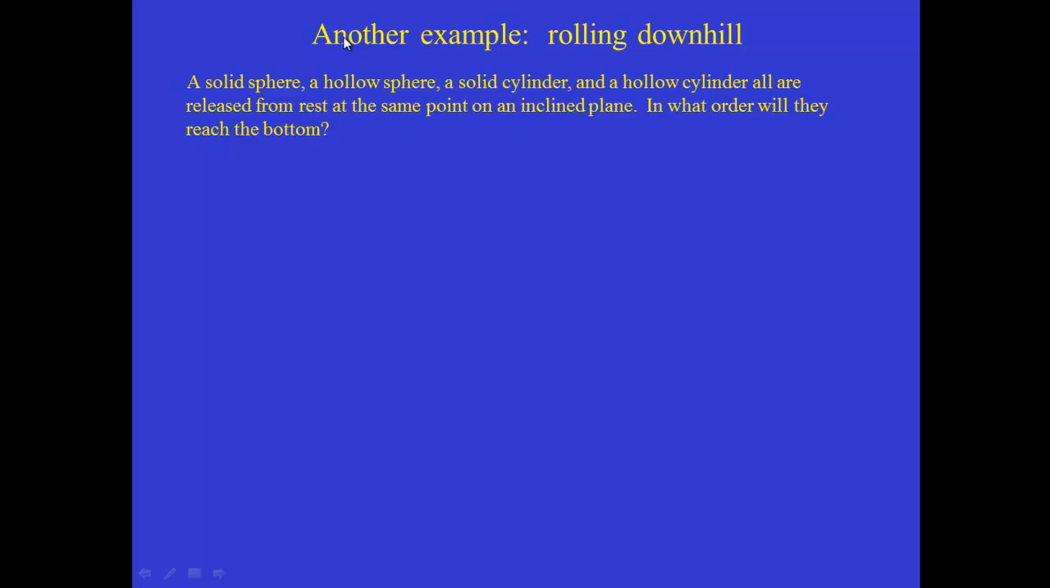Another example that I will bring some props into class to illustrate is that of a downhill rolling situation. Let's imagine that we start different kinds of shapes at the top of an inclined plane and we release them all from rest and we ask in what order will they reach the bottom. And so we can have, as I mentioned before, a solid or a hollow sphere, we can have a solid or a hollow cylinder, and those are shapes that will all roll easily. So if we release them all from rest, which one will get to the bottom first? And in what order will they reach the bottom?